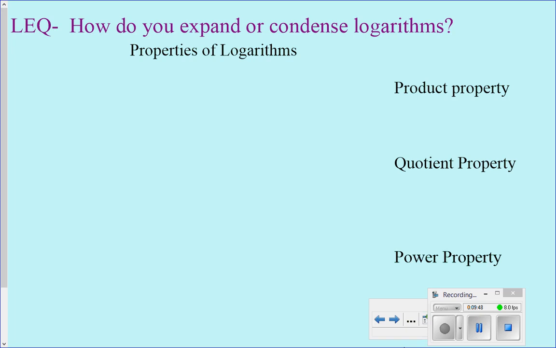Okay, so the next thing we did was look more closely at those properties. So those three properties that we just went over, they each have a name, and there's two different parts to those properties. There's the condensed version, and there's the expanded version or form. So on your paper, I think we have the condensed part goes on the left, and the expanded part of each one goes on the right.